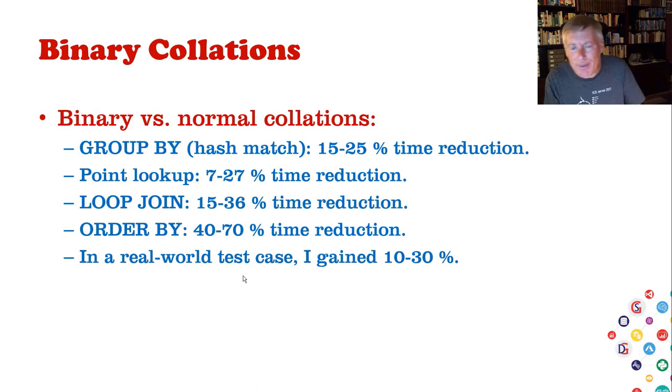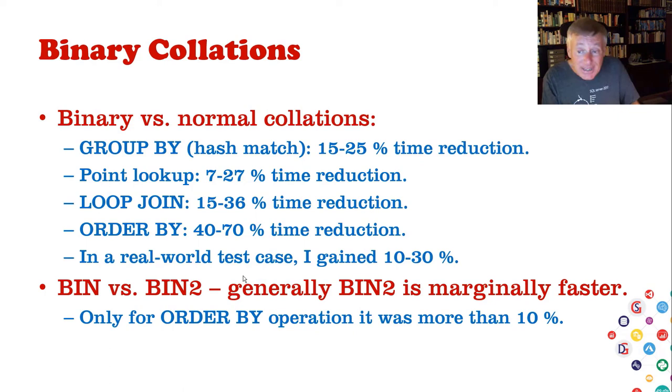And then the BIN versus the BIN2 collations. I found in my test that BIN2 is marginally faster, a very small difference. Only for the ORDER BY was it more than 10%. But anyway, BIN is not faster, so BIN is just, well, weird.